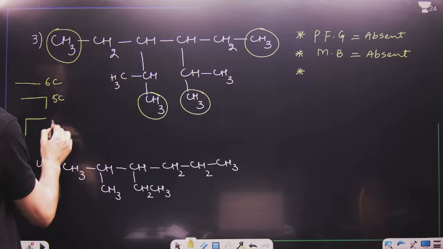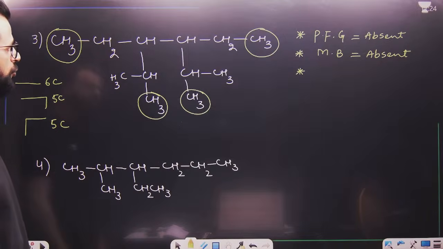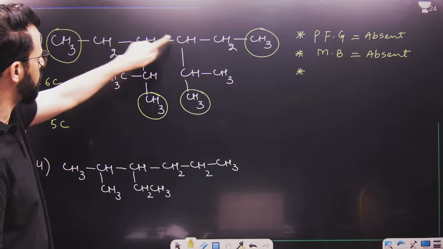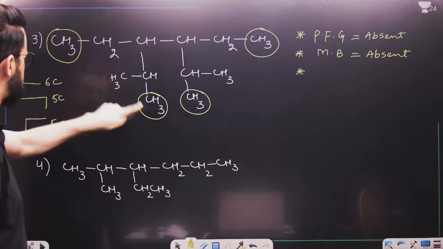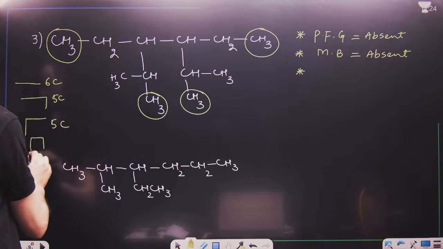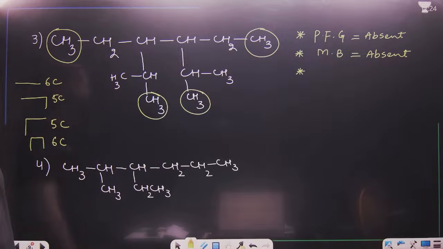This also has 5 carbons. Now, is this point clear to you? Now, 1, 2, 3, 4, 5, 6. This also has 6 carbons. Is this point clear to you?